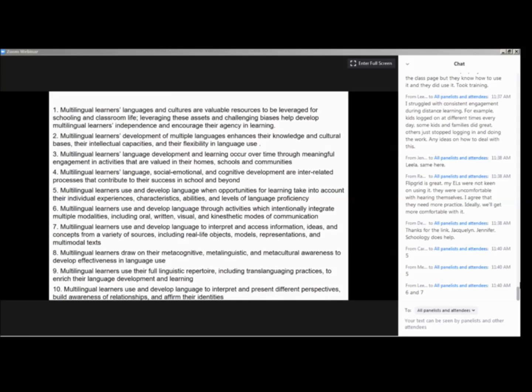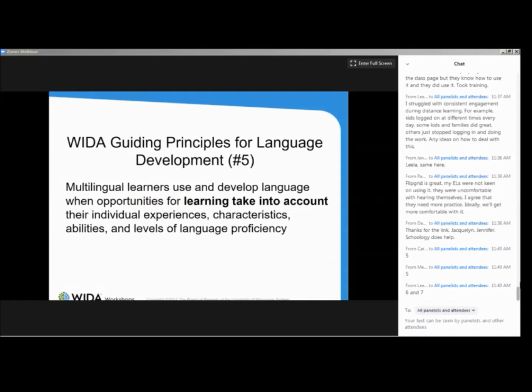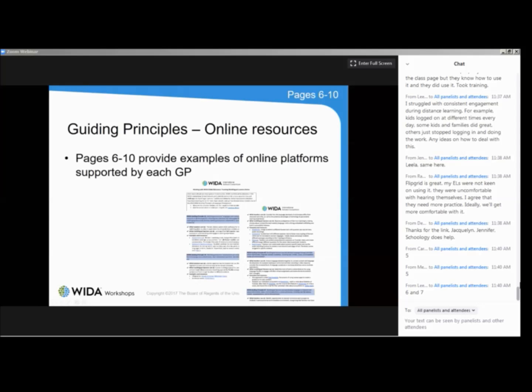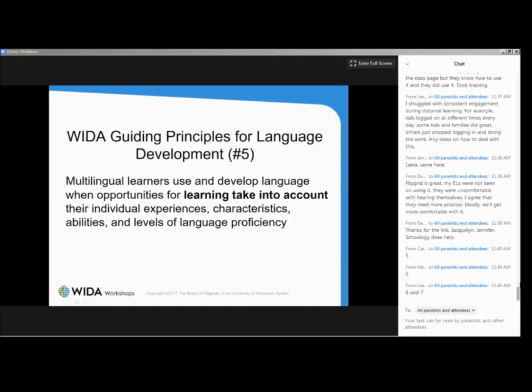Now, guiding principle number 5 says that multilingual learners use and develop language when opportunities for learning take into account their individual experiences, characteristics, abilities, and levels of language proficiency. So those of you who put number 6, I totally get where you're coming from. When I was a participant in this workshop, I put number 6 too. But number 5 speaks directly to language differentiation.